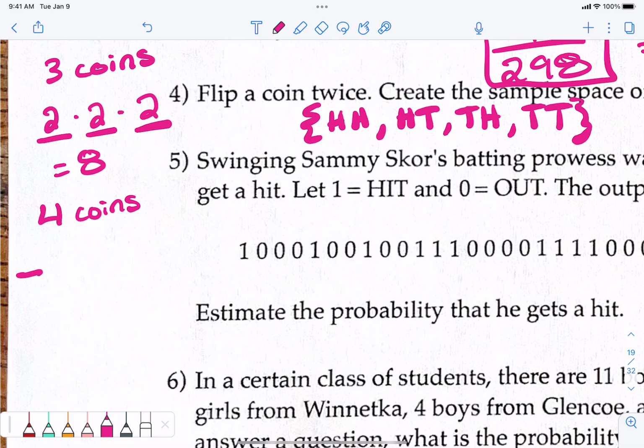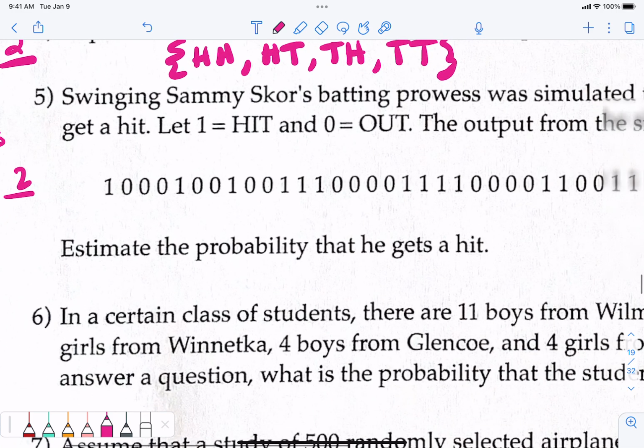4 coins. 2 times 2 times 2 times 2. 16. There would be 16 in that space, okay? So if I ask you those things, you can make a list of them and you know how many you would need to have, right? So that you don't forget any, yes? Okay, good.